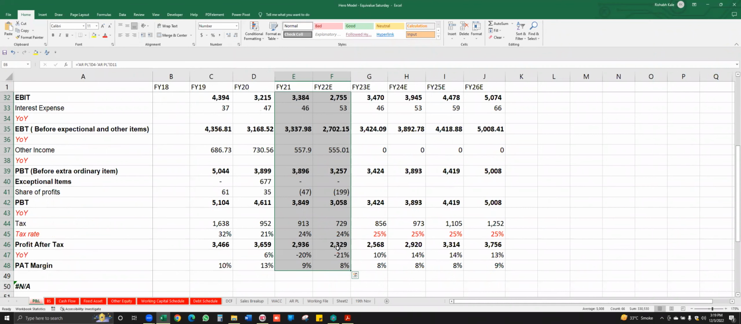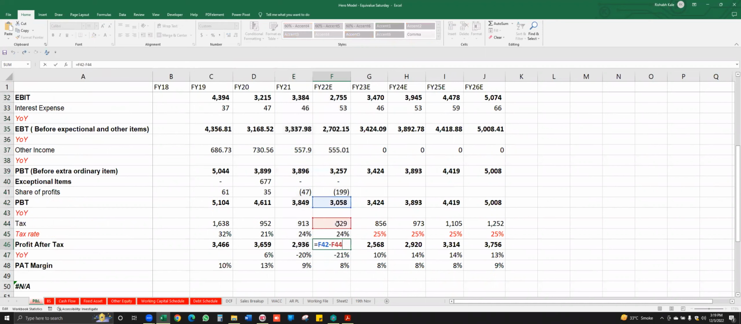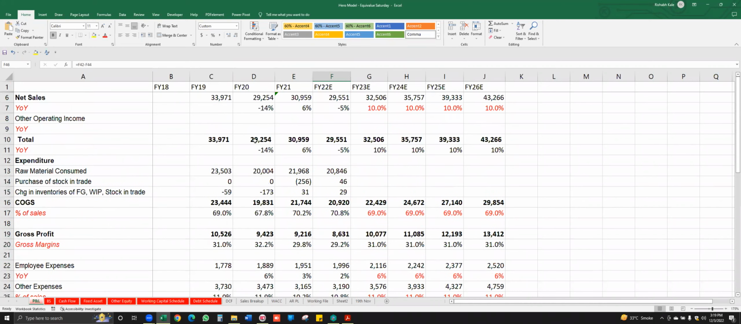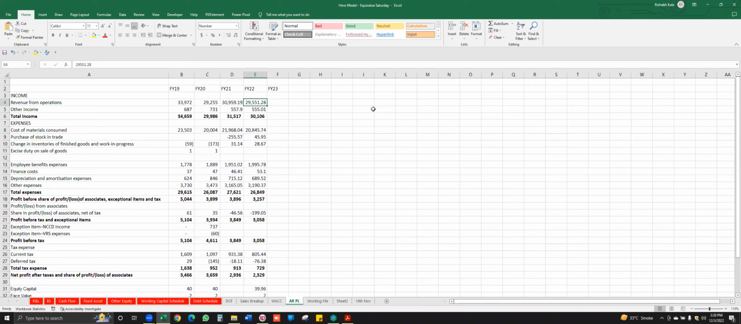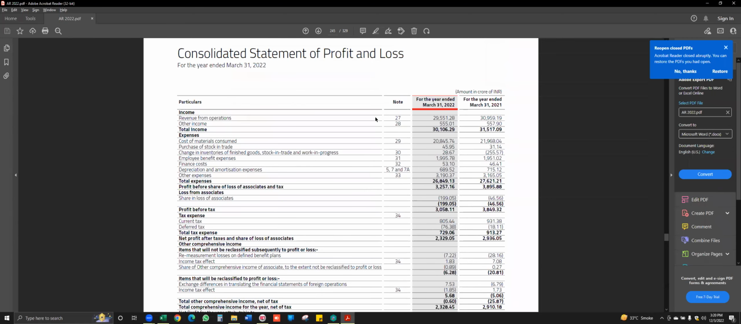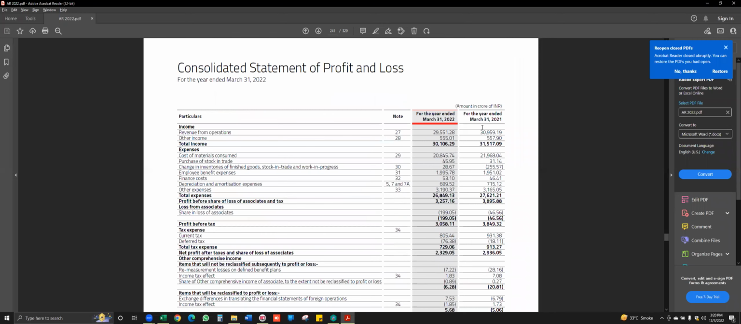You see, you got the number 2329. This is what I have made a format. So see, automatically I got what is the growth over here. You see, my revenue has declined. 29, my revenue declined.